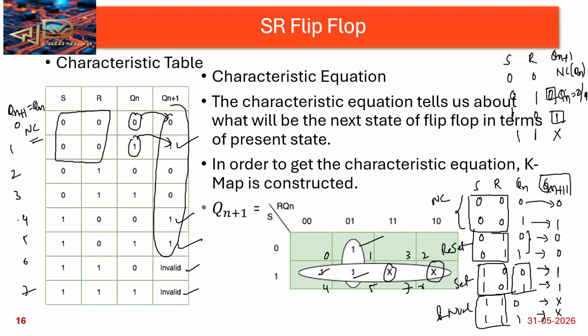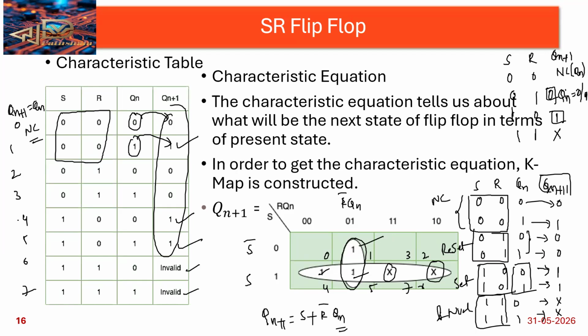This is the output, this is one pair. This pair is R bar and Qn, and this is S bar and S. So what is the Qn plus 1 output? Qn plus 1 equals, when these are added together, we get value 1 only, S only. S plus what is the output we are getting? R bar into Qn. So this is the output I am getting.